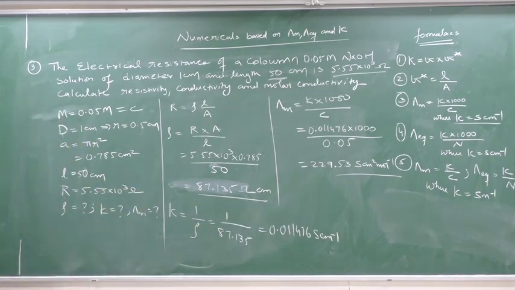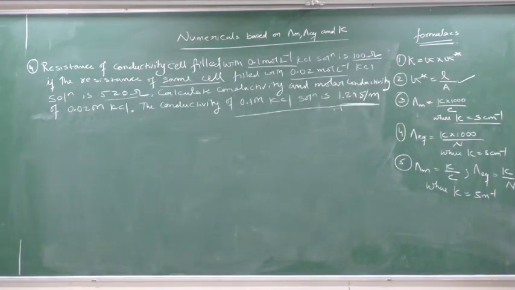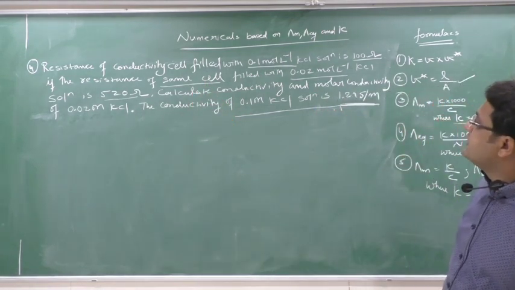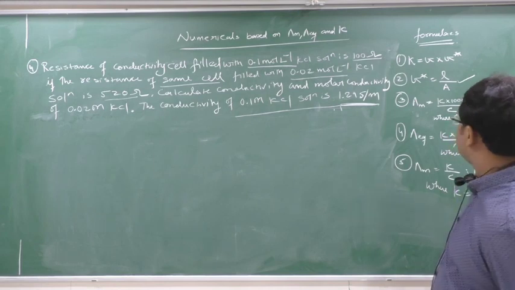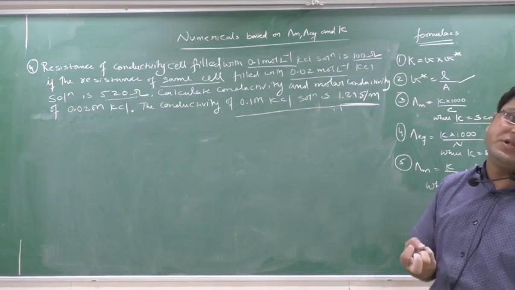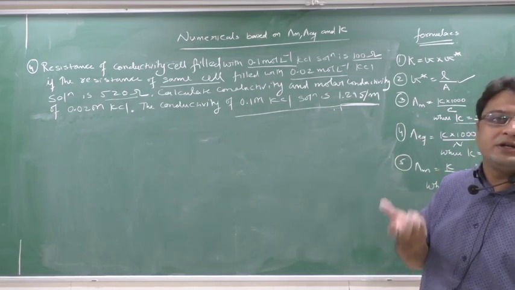Please copy out this question. So see here, now we are starting question number 4. The resistance of a conductivity cell filled with 0.1 mole per liter KCl solution is 100 ohm. If the resistance of the same cell, so the cell is same here. Same cell indicates what? Cell constant, because the cell constant will be the same; only the electrolyte changes, but the cell constant, that is l by A, remains constant.